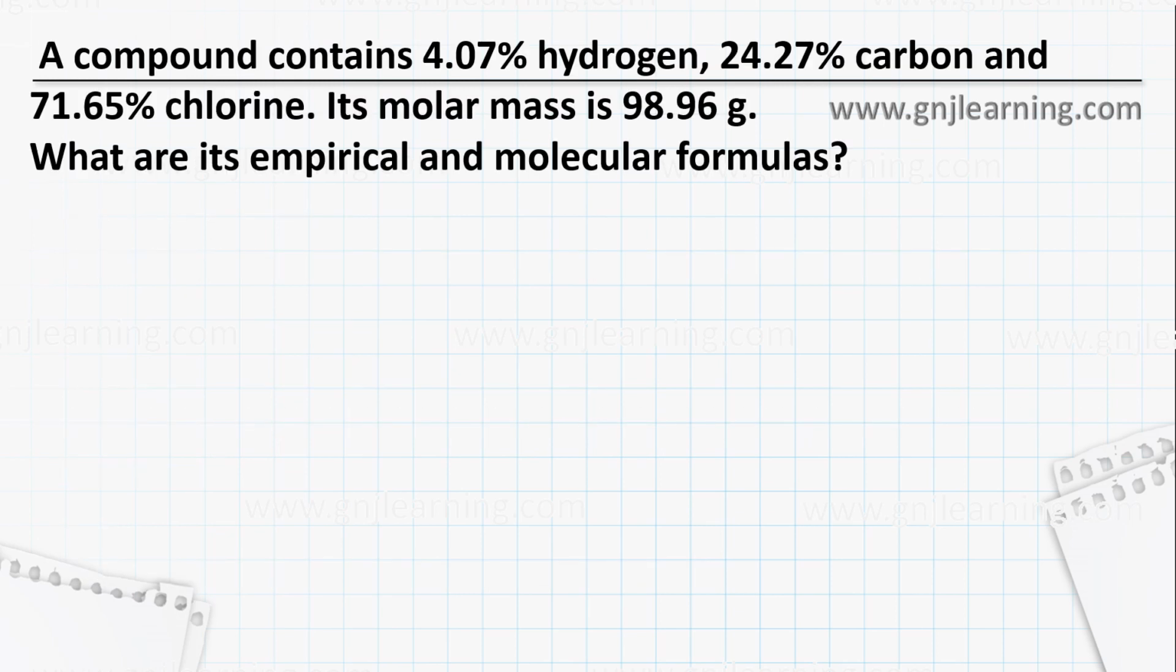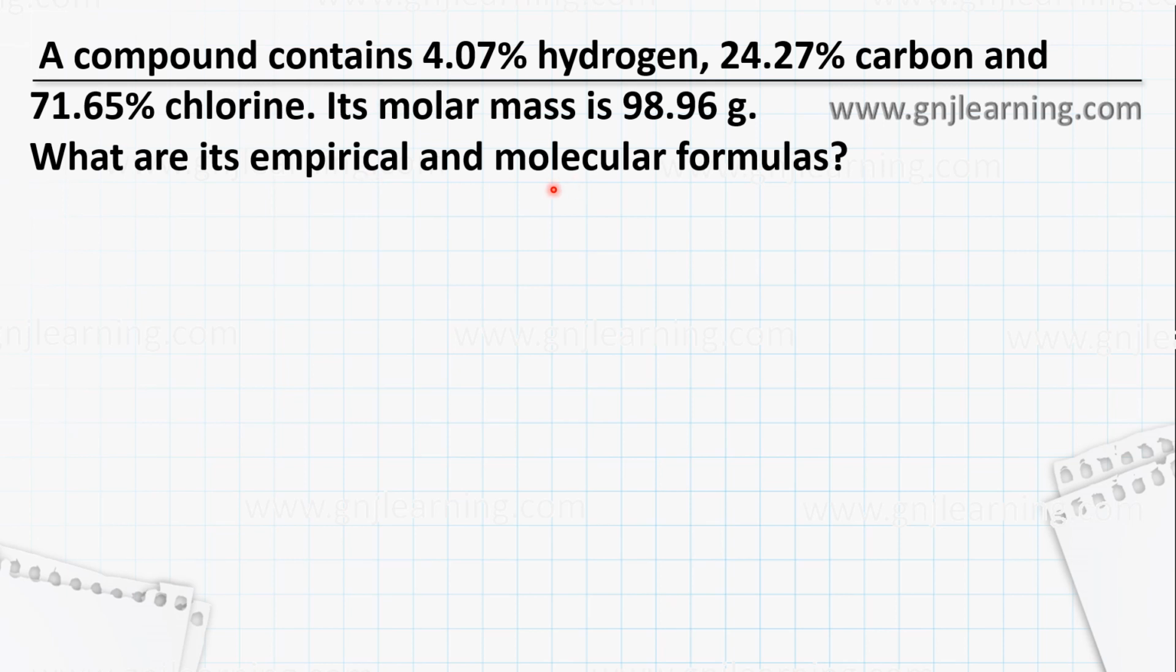Here you have a problem to find out the empirical formula and molecular formula of a compound. They have supplied the percentage composition. The hydrogen percentage is here, the carbon percentage is here, and the chlorine percentage here. They have also provided the molar mass, that is 98.96 gram per mole. They have asked to calculate the empirical formula and molecular formula.